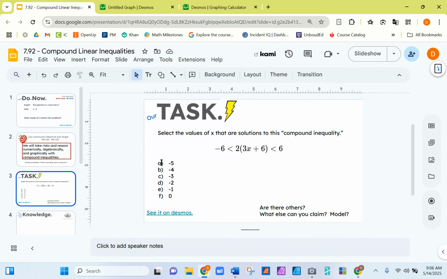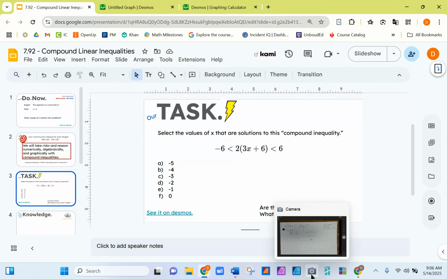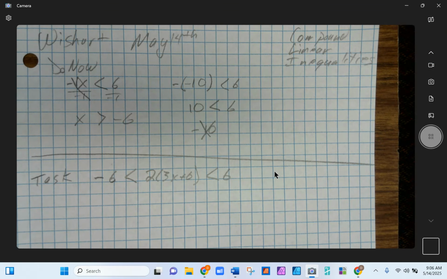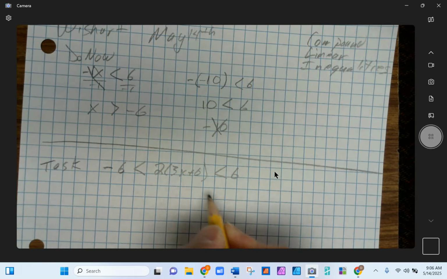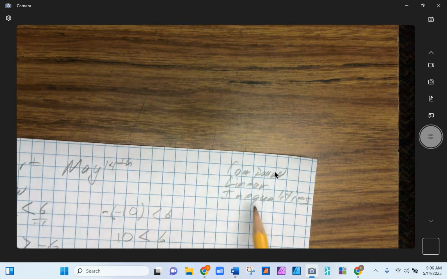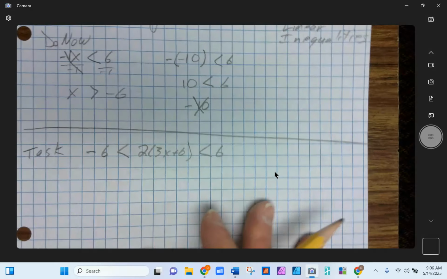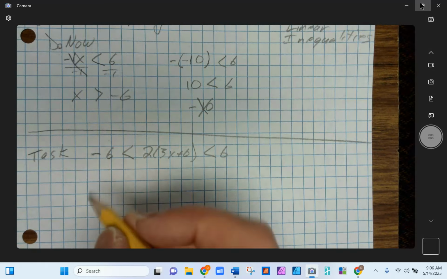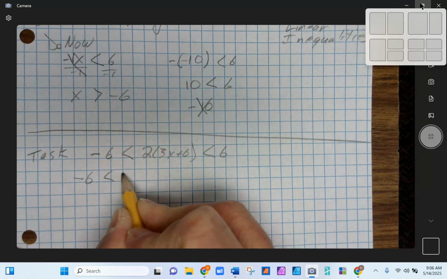And we've got to see if A, B, C, D, E, and F are solutions to this. I'm just going to solve this algebraically, and then we'll graph it, and then we'll plug the values in or look at Desmos. Okay, so the idea here is we have this compound inequality, right? It's got an inequality here and an inequality here. That's what makes it a compound linear inequality, more than one inequality sign. So we're going to make two inequalities.